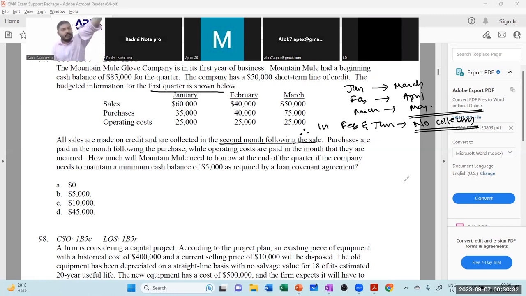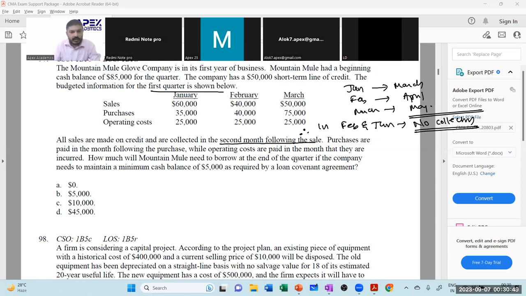So December sales would have come in February, I agree, but there was no existence of business in December. November sales would have been collected in January, I agree, but there was no November existence last year. There is no collection in Jan and Feb. Only March will have collection.